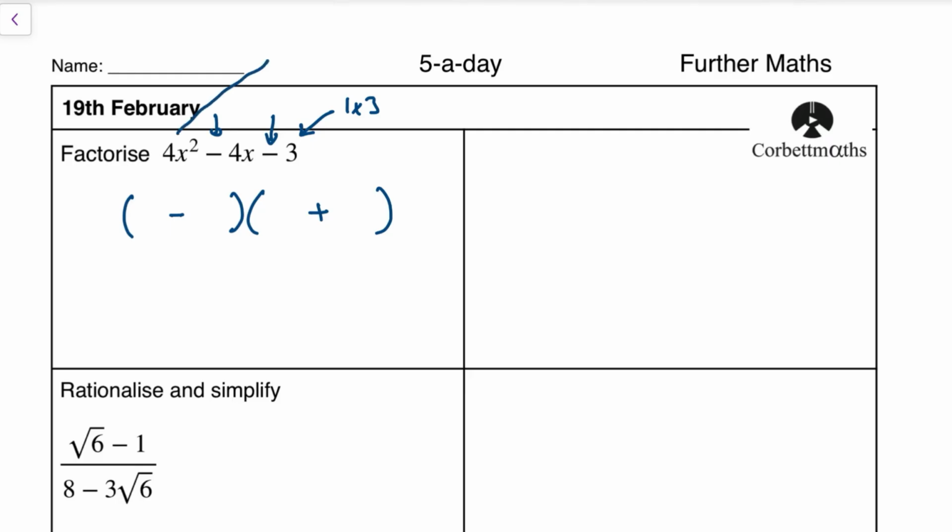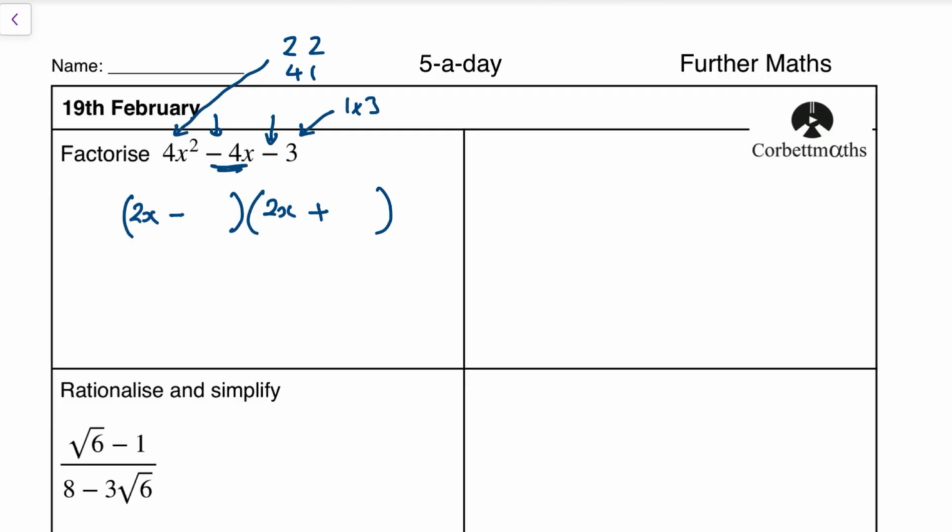Also, and I will say this is a slightly harder one than the other ones, that's a 4, which is probably going to be a 2 and 2, but might at a stretch be a 4 and 1. Now I'm going to guess it's a 2 and a 2. So I'm going to guess it's 2x there, 2x there. Now I want minus 4x.